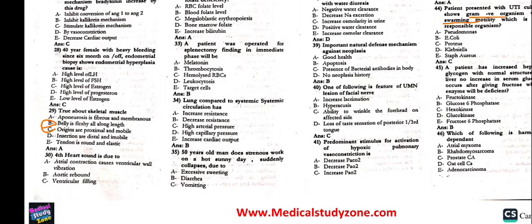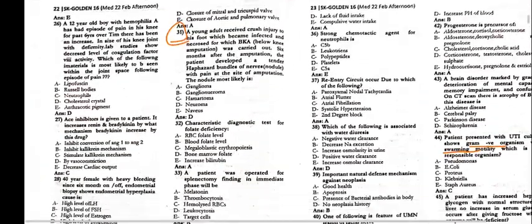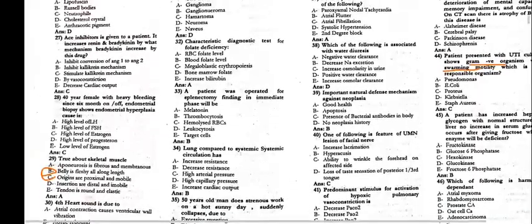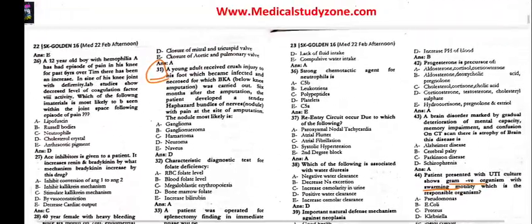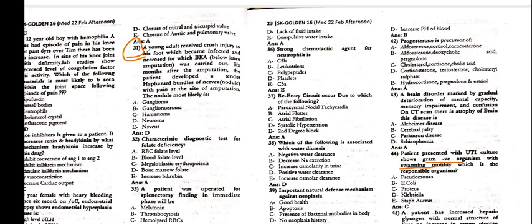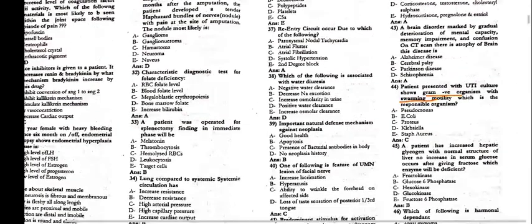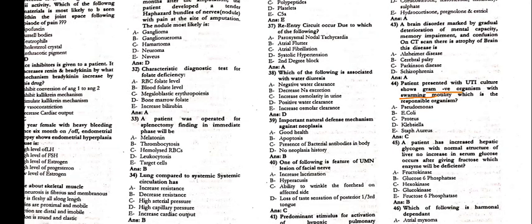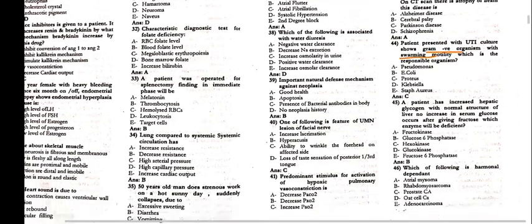30th, heart sound is due to alpha, which is the atrial contraction causing ventricular valve vibration. Next, 31, young adult received crush injury to his foot, which became infected and necrosed, for which BK amputation was carried out. 6 months after the amputation, the patient developed tender haphazard bundles of nerves with pain at the site of amputation. The nodule most likely is delta. There is a neuroma. The 32, the characteristic diagnostic test for folate deficiency is the RBC folate level.